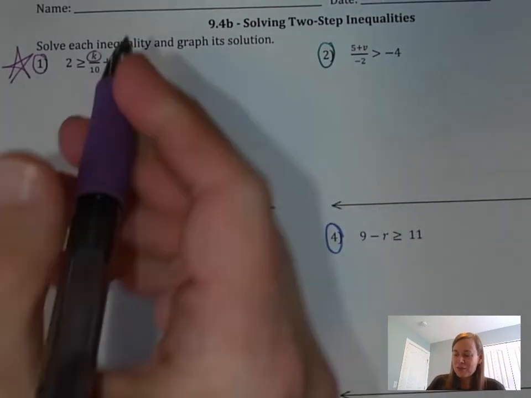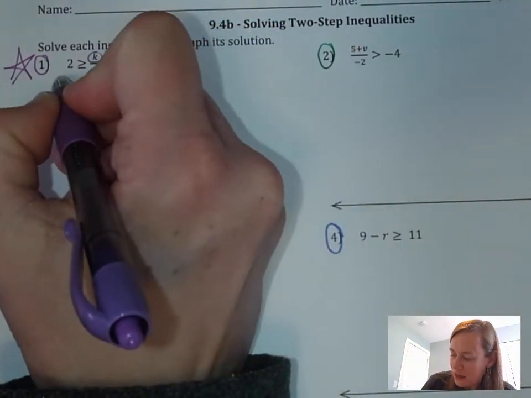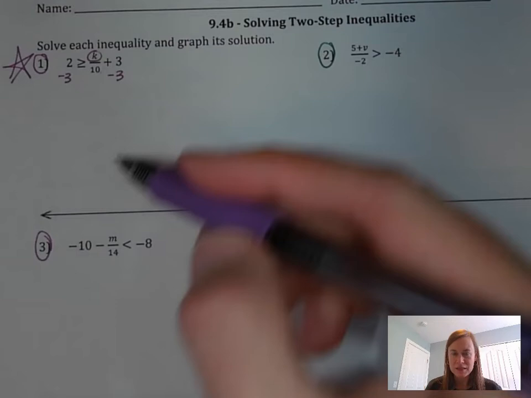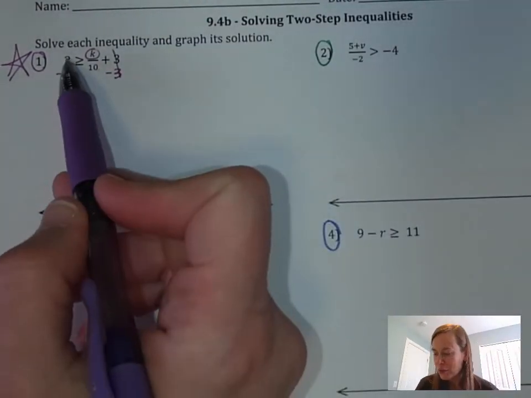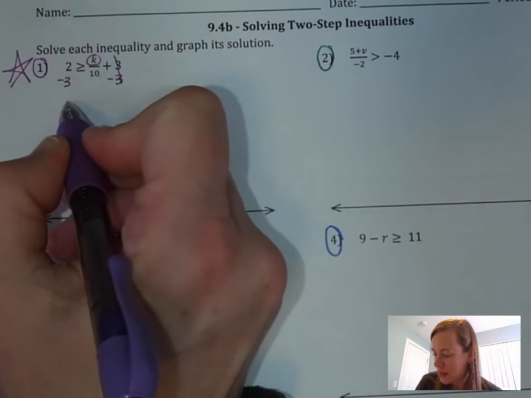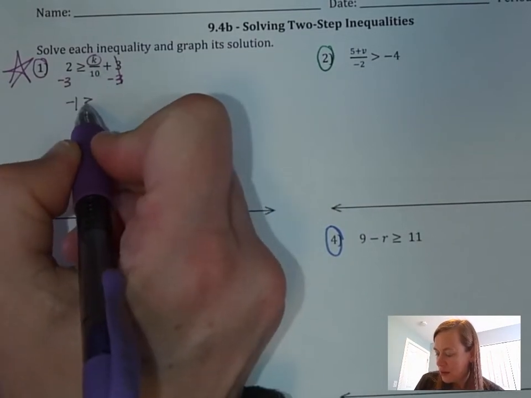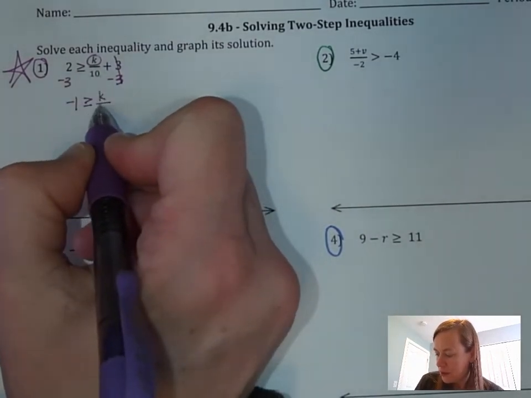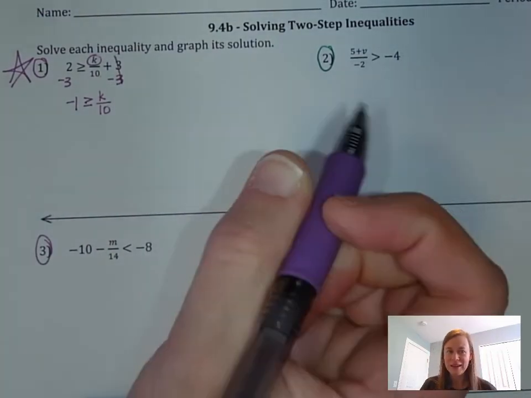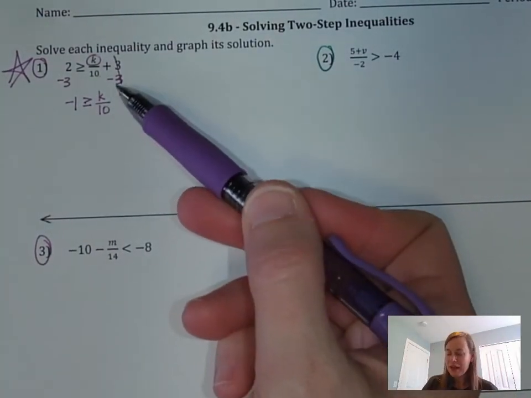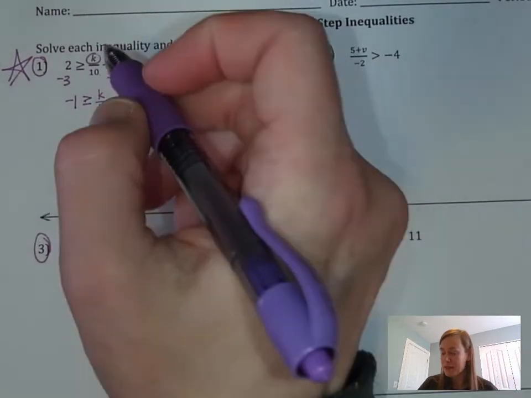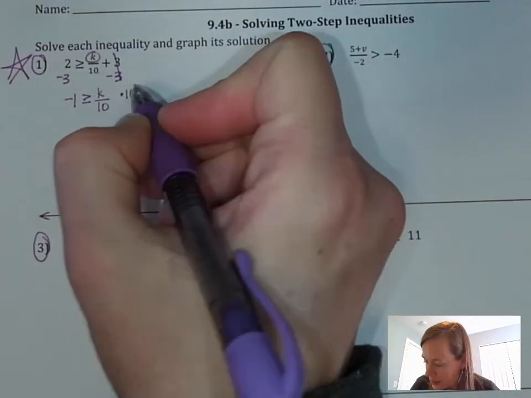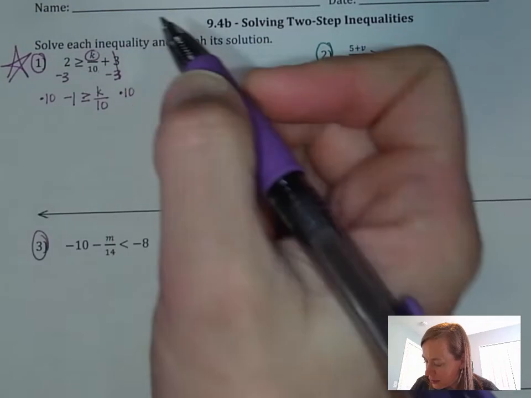Right now it's adding 3, so let's get rid of it by subtracting 3. And of course you're going to do that from both sides. That is going to go to 0 and basically disappear. Over here we have to do the math, so 2 minus 3 is going to give us negative 1, greater than or equal to k over 10. Okay, now all we have to get rid of is that 10. Right now it's k divided by 10, so let's do the opposite. Let's multiply by 10. Always do the opposite of whatever number you're trying to get rid of.